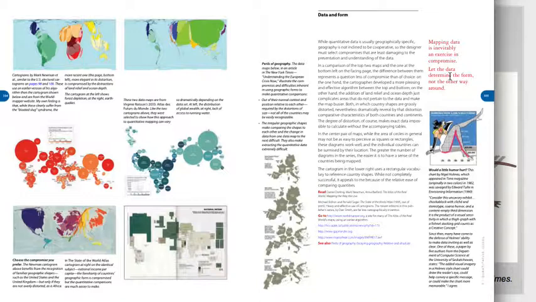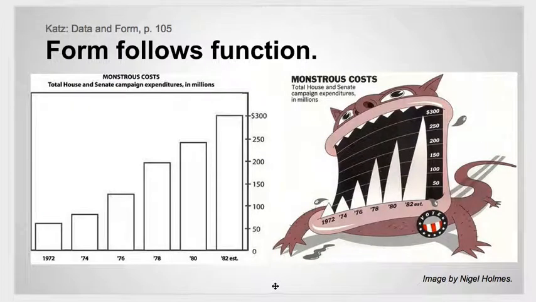Katz says, "Let the data determine the form, not the other way around." I think some embellishment may help a graphic make its point, but I do feel that there's some serious issues with this image by Nigel Holmes. Number one, the data teeth don't line up on the baseline. Some have slightly wider bases, and some are slightly curved. It's not clear how big the data units are, so it's hard to tell, for example, whether 1972 or 1974 were the same size or more was spent in 1974.